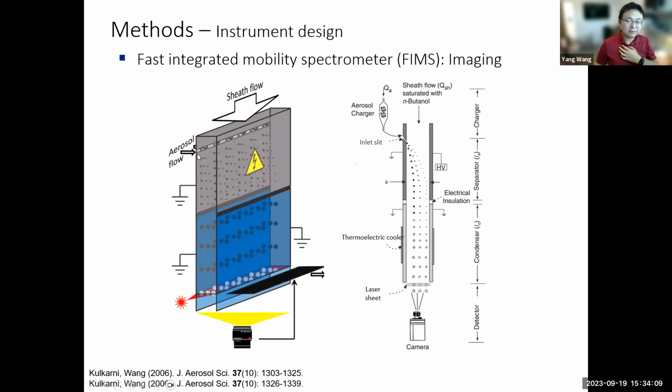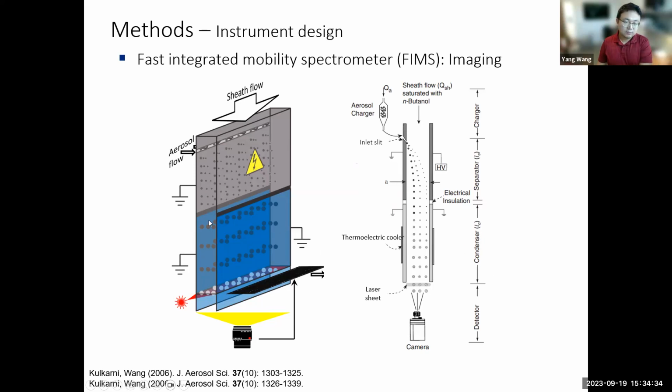This inlet slit here. As you can imagine, the smaller particles move faster. They can move closer to the charged electrode. The larger particles move closer to the ground electrode. So you achieve the separation of the aerosols based on their electrical mobility. And then they will enter this totally grounded, what they call the condenser system.